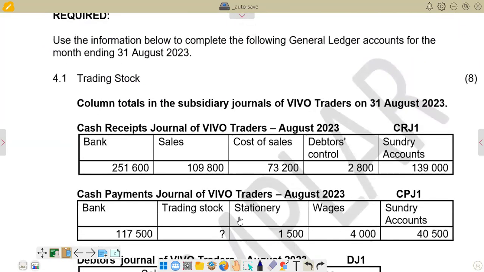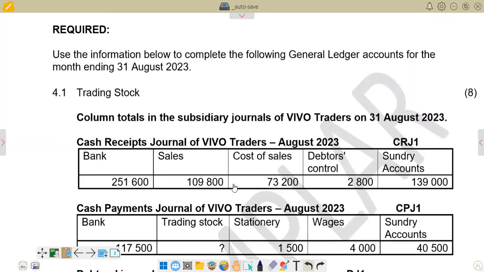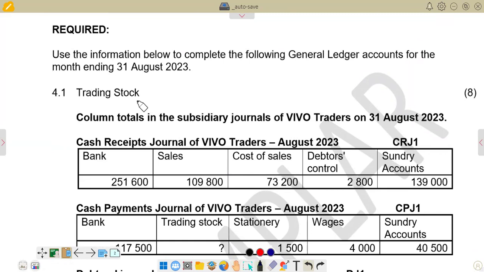Remember, a trading stock account records all the transactions concerning our purchase of goods and our sales of goods. When we purchase goods, it's going to increase our trading stock balance, and when we sell, it means goods are going out, so it's going to reduce our trading stock balance. What we have to know is that our trading stock is a current asset account, so we have to take note of that. Basically, what we are concerned with is an asset.